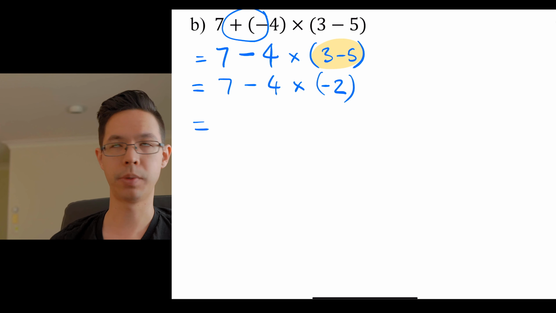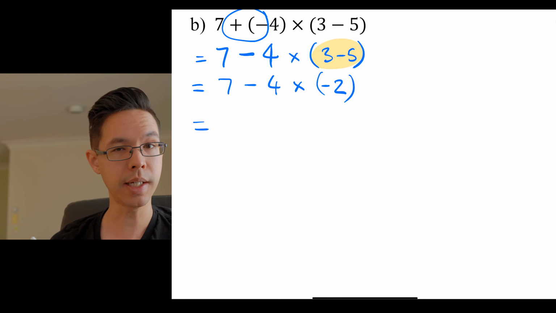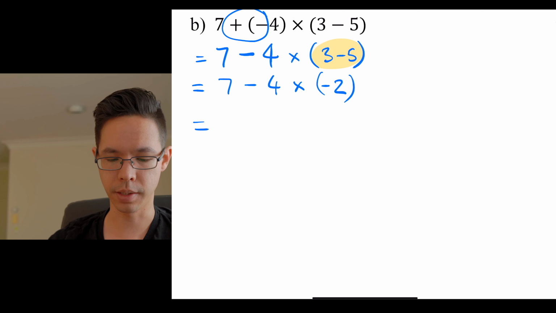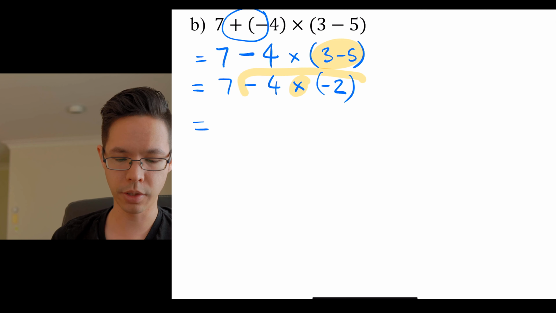Now I run BODMAS. Brackets: well, I do have brackets, but there's nothing left to do inside. So I move on. Order: there are no powers or things like that in there. Multiplication: yes, I do. So I must do this bit next.